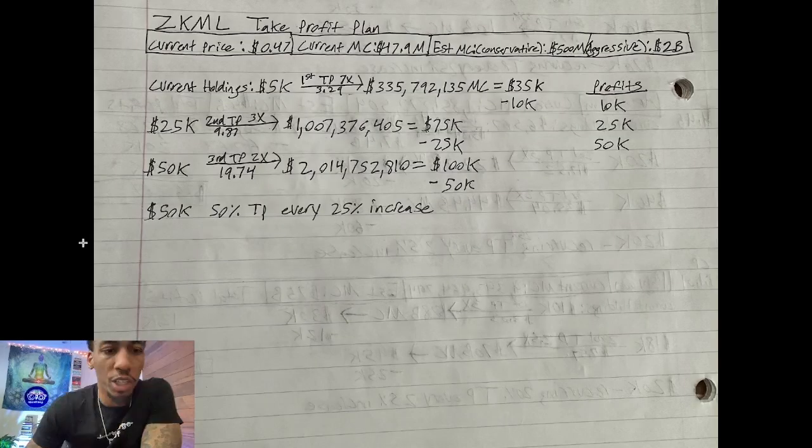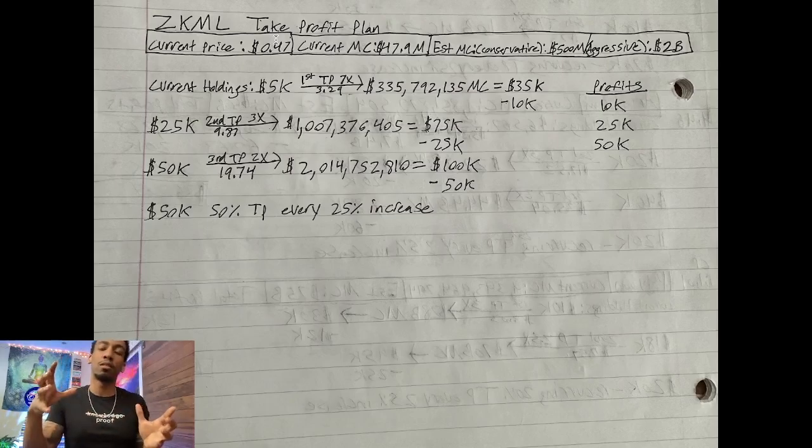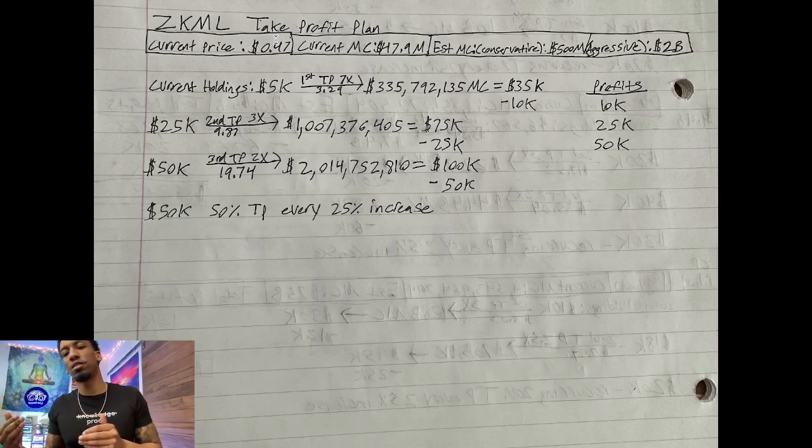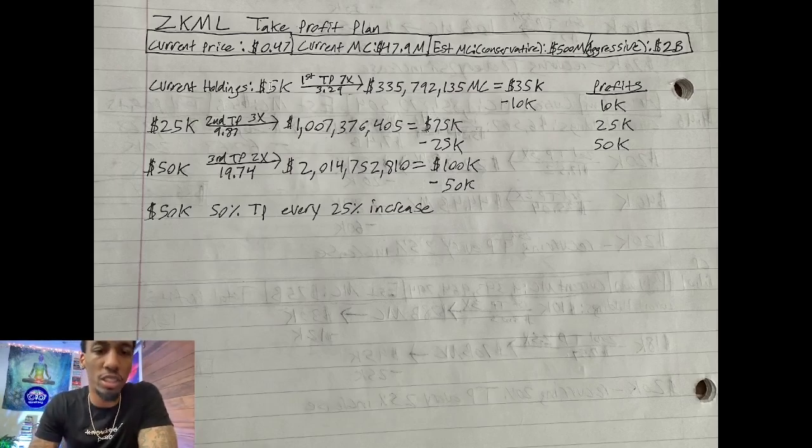I'm going to show you how I plan on turning $10,000 into $135,000. So here we are. Right now, the current price is 47 cents. And when you're coming up with your take profit plan, you want to have a conservative and an aggressive estimate as to where you think the price or the market cap is going to go. And you have your take profit strategy set up to where even if it doesn't hit the conservative or if it exceeds the aggressive, you're still able to essentially profit and profit big. All right, so that's the idea. So let's start out. Your current holdings at the beginning is $5,000.